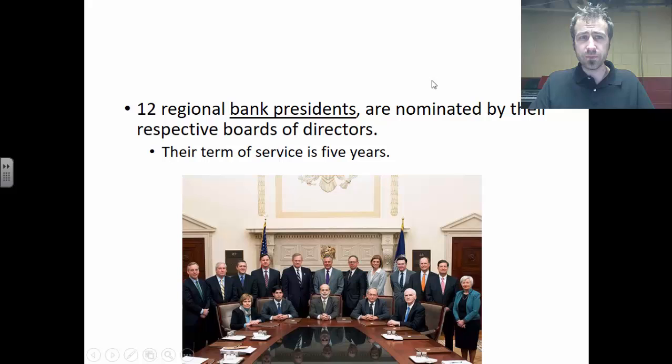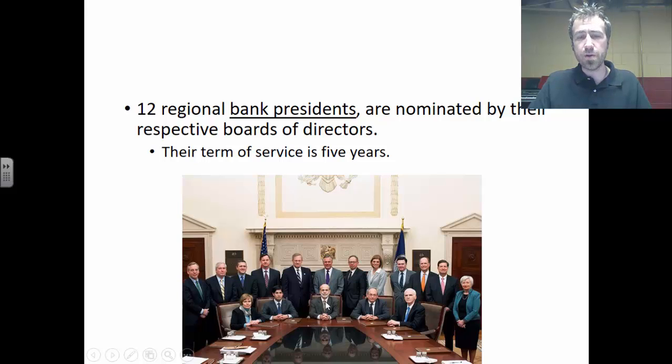Now, he's not the only person who has control. The Board of Governors aren't the only people who have control. There's also the bank presidents. So right here, these are the 5. This is under, I'm blanking on his name.